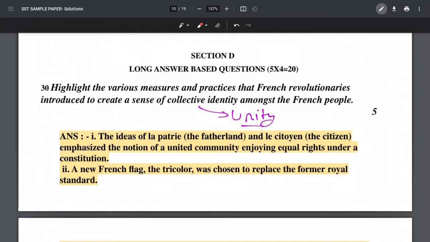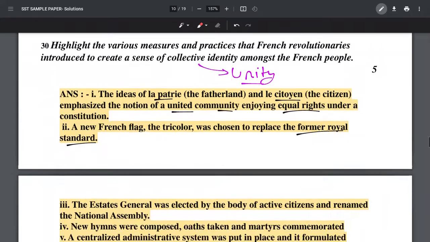Okay, so first one, the two ideas la patrie and le citoyen, that means the fatherland and the citizen, that emphasize the notion of a united community which enjoys equal rights under a proper constitution. Then a new French flag was introduced, the tricolor, and was chosen to replace the former royal standard. So apart from the royal family and kingdom, they chose the tricolored flag.